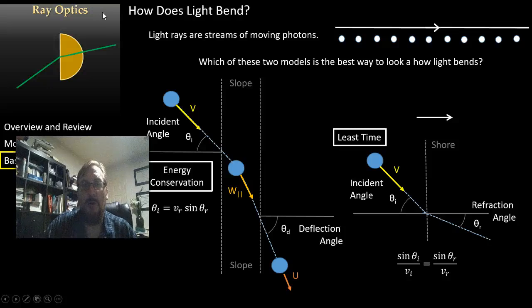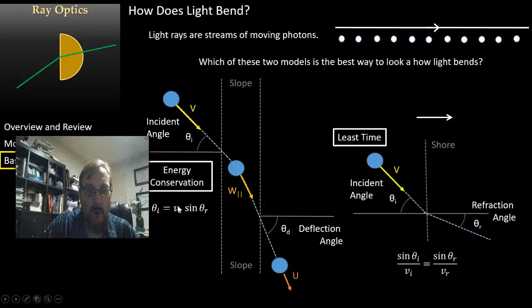Hey, how's it going? So now I'd like to answer this question: how does light bend? So we're looking at light as a stream of particles, as light rays, and we looked at these two analogies the last time. These two analogies were this energy conservation idea, where as a ball goes up a slope, the forces that are slowing it down are perpendicular to the slope, along this normal line here, so it doesn't slow down in the y direction. It only slows down in the x direction.